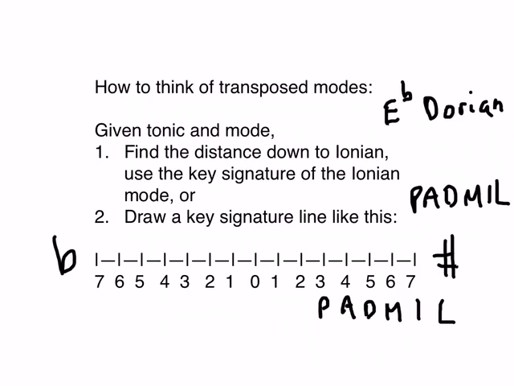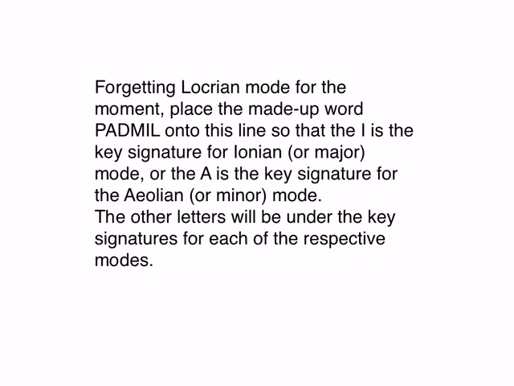By the way, we could check ourselves by looking over here at the minor scale, Aeolian. C sharp minor has 4 sharps, so that's how I can check to make sure I've placed this Padmel in the right place. I've described the technique here. Place a made-up word, Padmel, onto the line so that I, the Ionian or major mode, is in the right place for that key signature. Or you could place the A for Aeolian mode where the minor mode would be. The other letters would be under the key signatures for each of the respective modes.